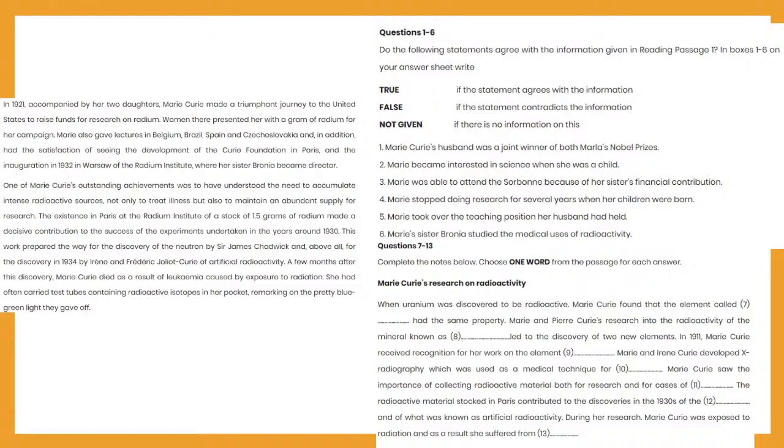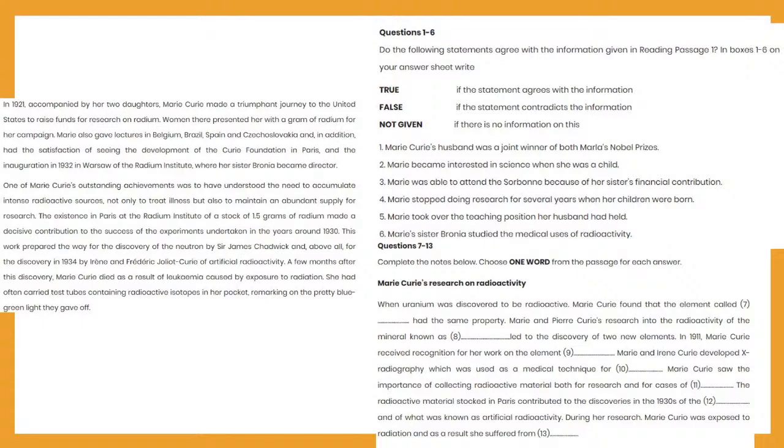The radioactive materials stocked in Paris contributed to the discoveries in the 1930s. Discovery of what? Discovery of the neutron. So the answer to number 12 is neutron. Okay.